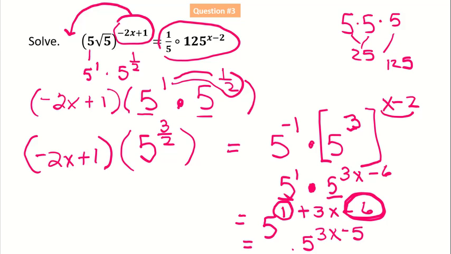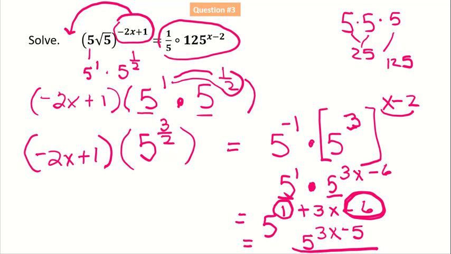Alright, now let's look at the right hand side. We have the same base. We have base 5. And then look at the left hand side. We still have this over here. So we're going to take this and move it back over here. Negative 2x plus 1. And when we're raising a power to a power, we multiply those two things together.